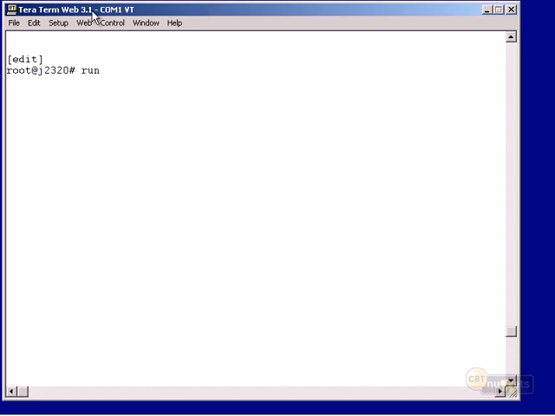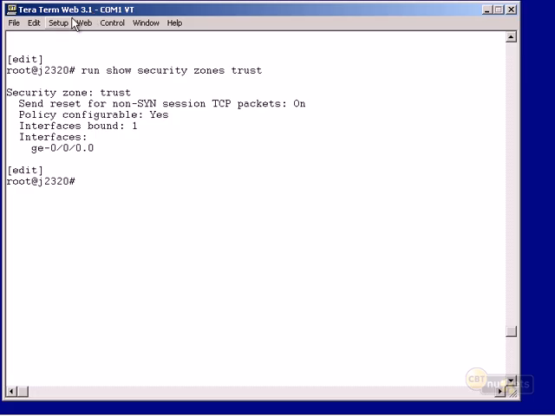If I want to do a show command, I'll do a run show security zones, and then we'll say trust. Show me the trusted zone. You can see that there's only one interface bound to the trusted zone, and that's ge-0/0/0 unit 0. This is the one that I'm actually telnetting into the device on. And you see me using Poderosa. Okay. Well, what I could do is I could change from secure context to router context. How would I do that?